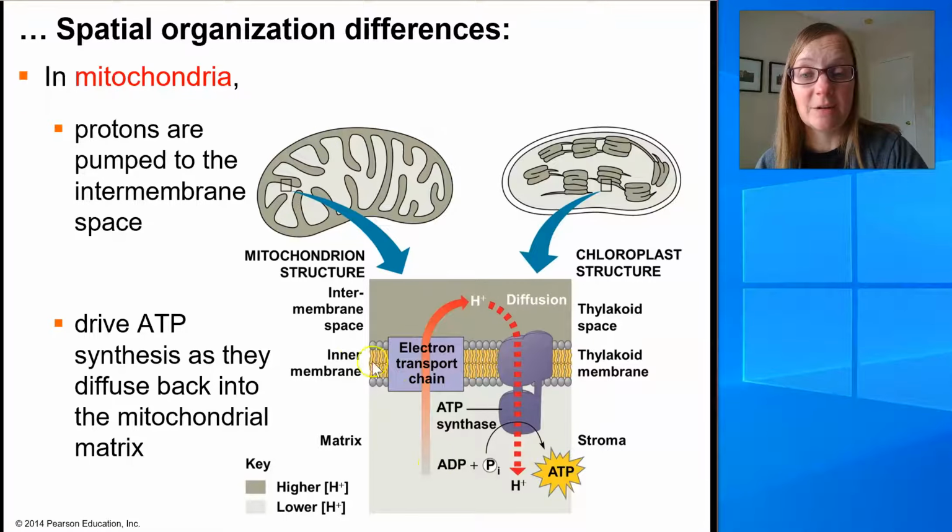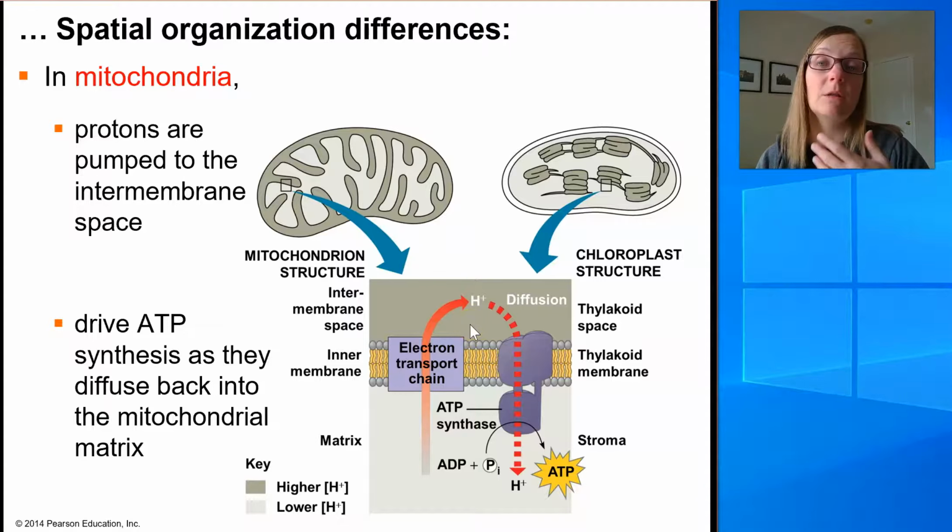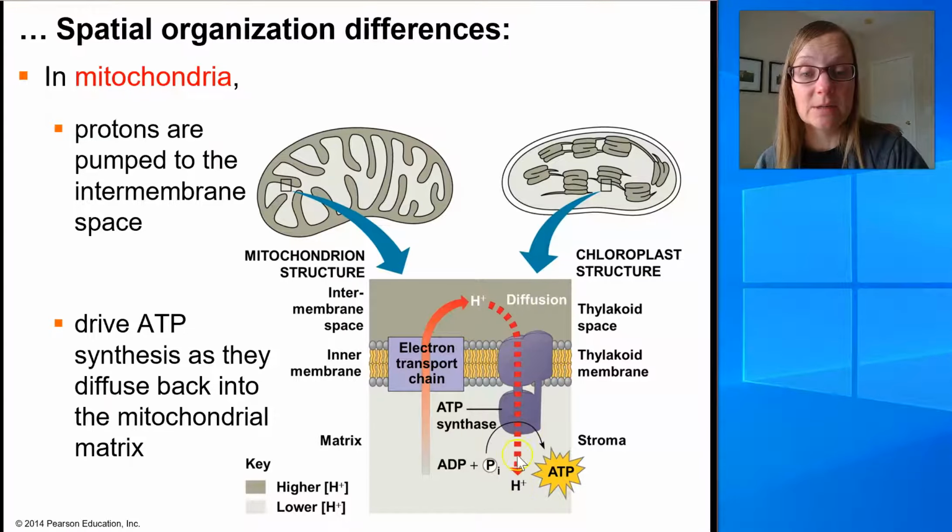All right, and so you can see that here. Here's the inner membrane of the mitochondrion. Here's the electron transport chain. It pumps those protons into that dark gray intermembrane space. Remember, the protons don't want to be there. They want to flow back into the matrix, and they will do that, but only through the ATP synthase. As they're flowing back into the matrix, the ATP synthase uses that exergonic flow of protons to make the ATP molecules.